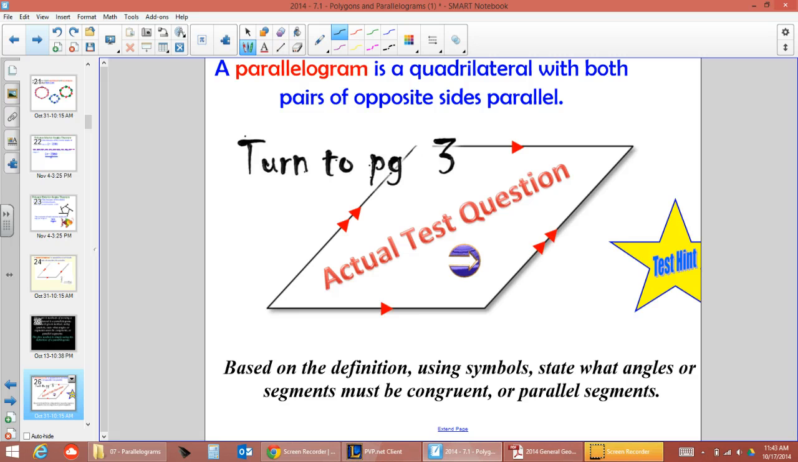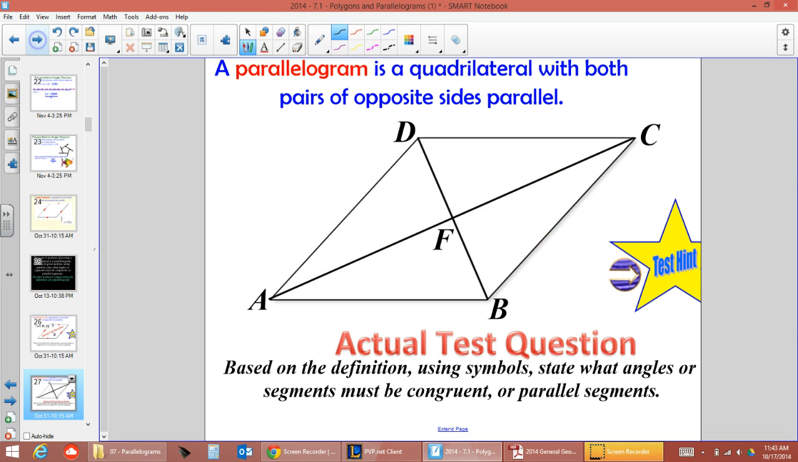So a parallelogram is a quadrilateral both, yes. Turn to page 3, it's an actual text question. Just a recommendation. You'll see it when you get there. Okay.